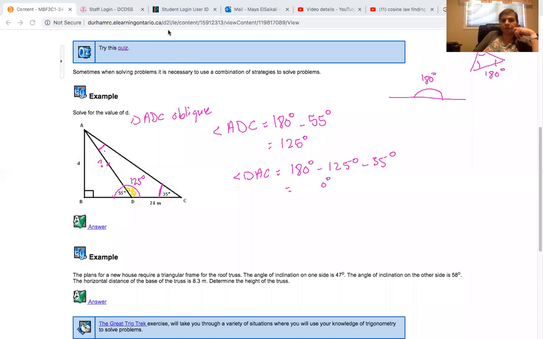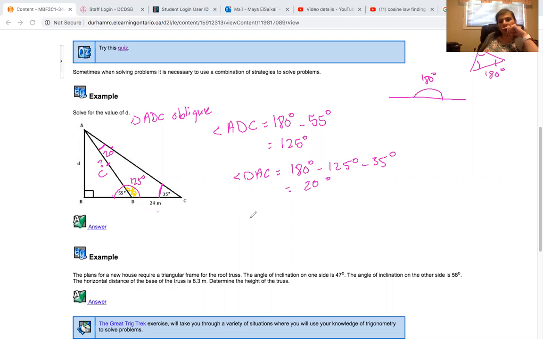All right, now I know this. I know that this is angle 20. I know the opposite side. I know this is angle 35. I'm looking for this side. So I'm looking for side C.